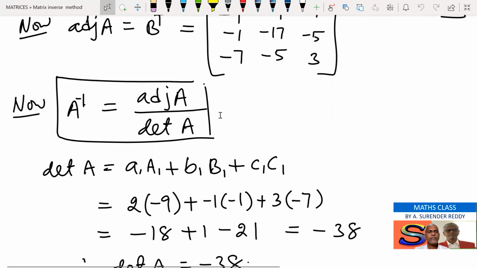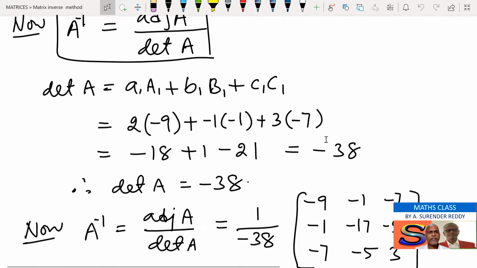So after that, we need to find the determinant. The determinant is the element multiplied with its cofactor.